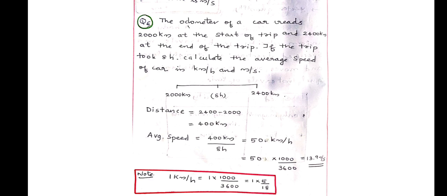So the question is, if the trip took 8 hours, calculate the average speed of the car in kilometer per hour and meter per second. We got the answer in kilometer per hour, that is 50 kilometer per hour. It can be converted into meter per second. Listen here. Look at the red boxed area.